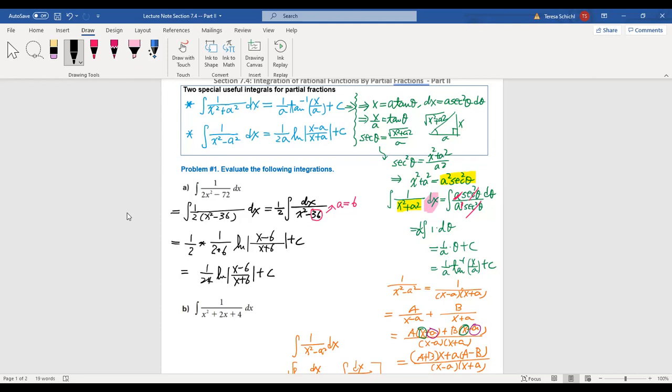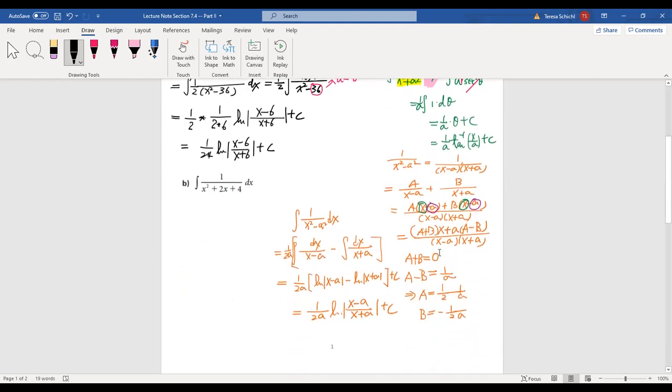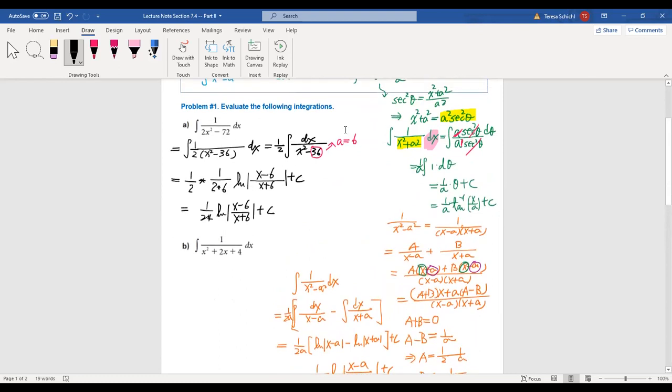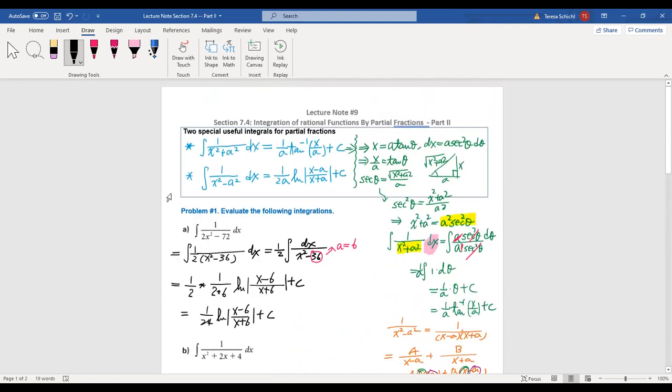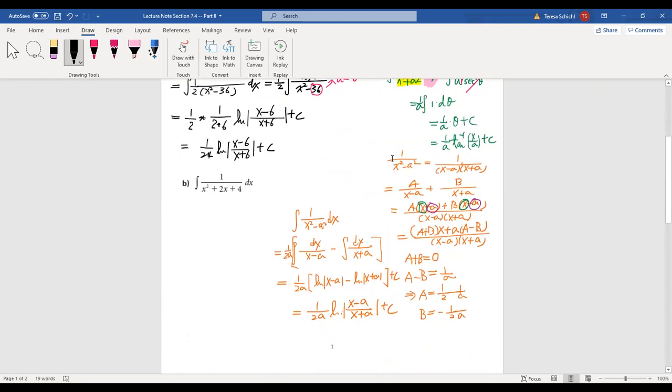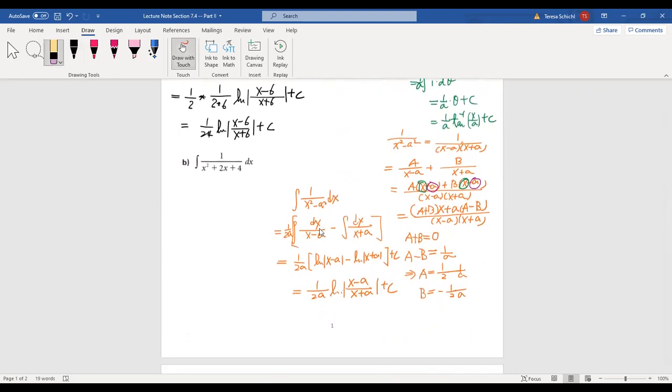All right, so like I said, for these ones, if you remember the formula, then it will be pretty easy just to plug into the formula. Like I also mentioned, those types of forms, x squared plus something, x squared minus something, happen frequently when you break out the partial fractions here. Okay, let's take a look at part B here.